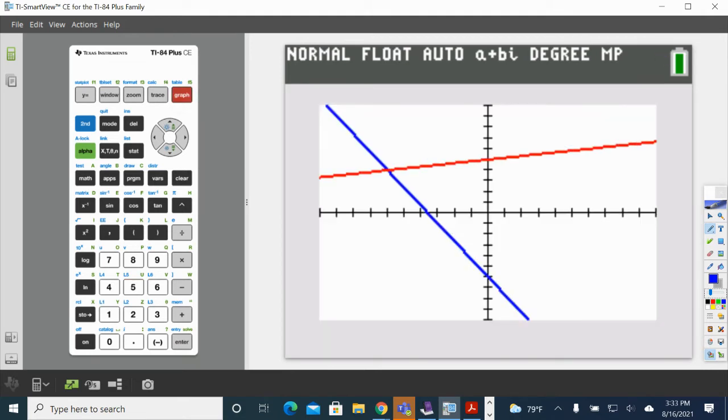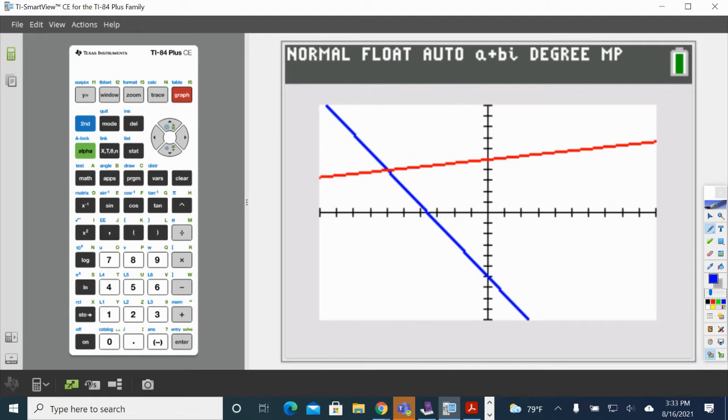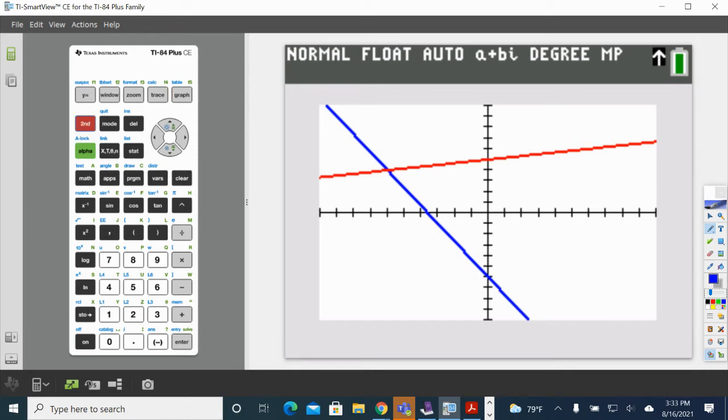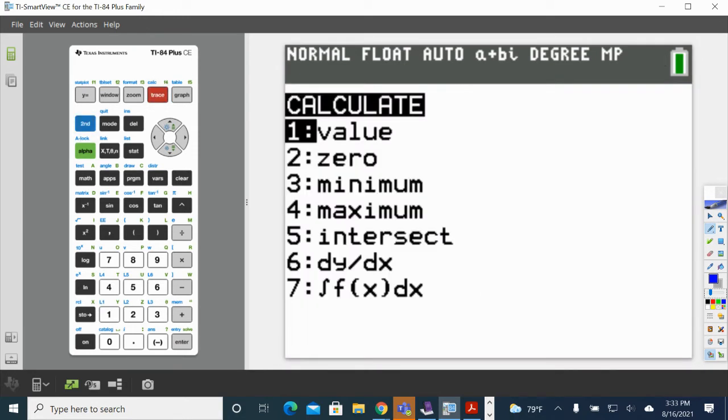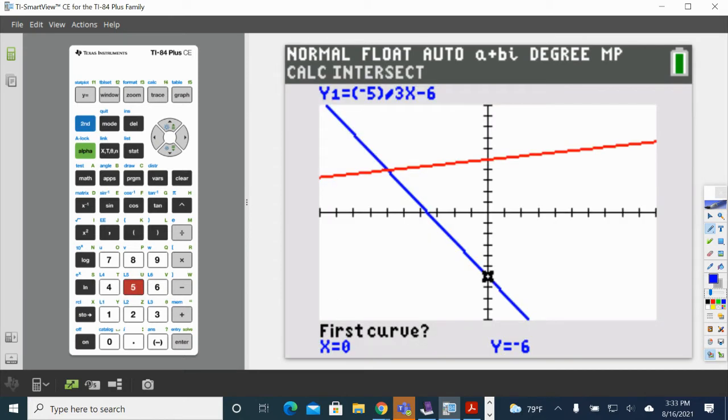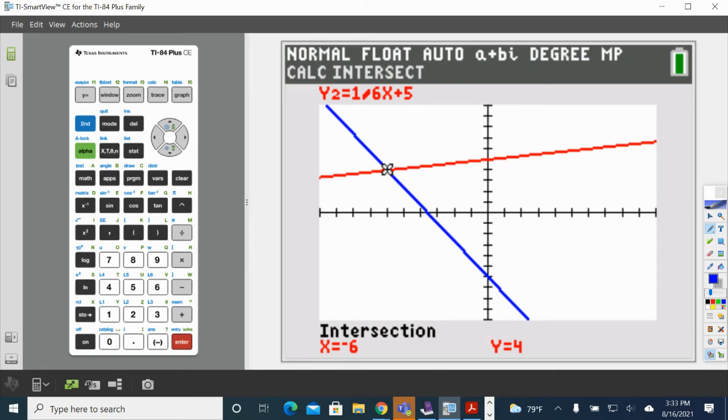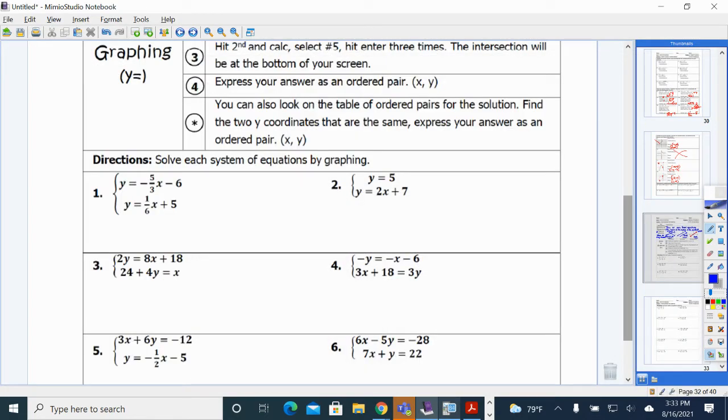And what you're trying to look at here is, do they intersect at one point, no points, or multiple points? Well, the red line and the blue line are going to intersect at one point, and I've got to figure out what that one point is. Now, there's two different ways that I've said you can do this. The first one is to hit second trace, which is calc, select number 5, which is intersection, and then hit enter, enter, enter. And it tells you at the bottom of the screen here that the intersection is at negative 6, 4. So the solution to number 1 is negative 6, 4.